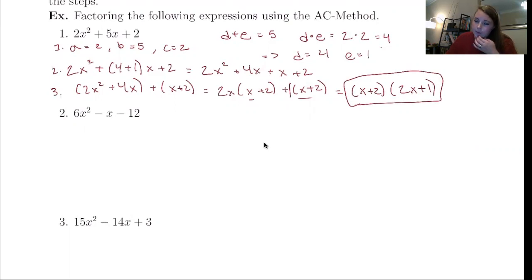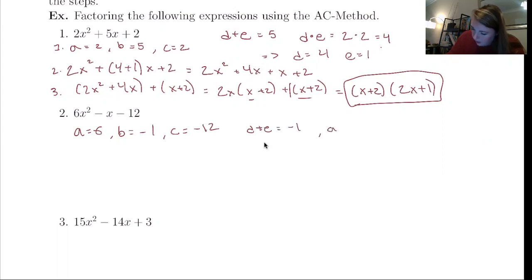There we go. Okay. So let's write what A, B, and C are. So A is 6. So we're doing 6x squared minus x minus 12. Don't forget the negatives, okay? So if A is 6, that means B is going to be -1. Good job. And C is going to be -12, okay? So that means that D plus E is going to be -1.